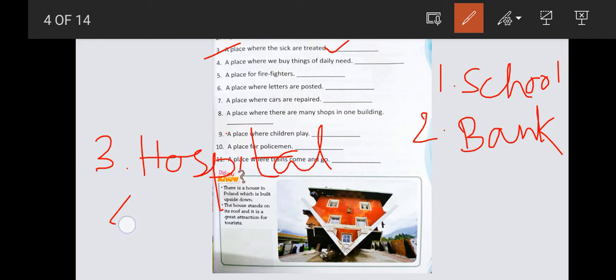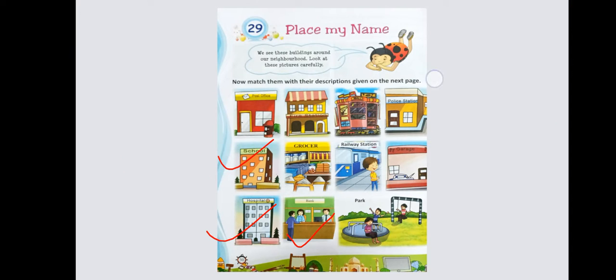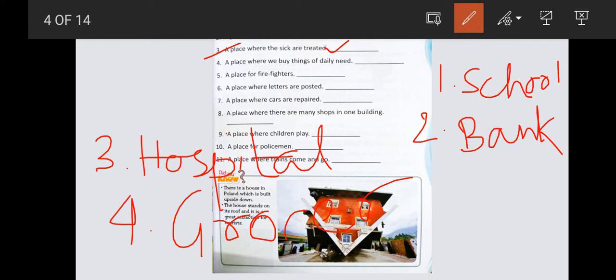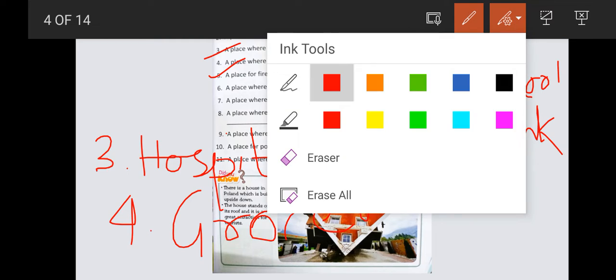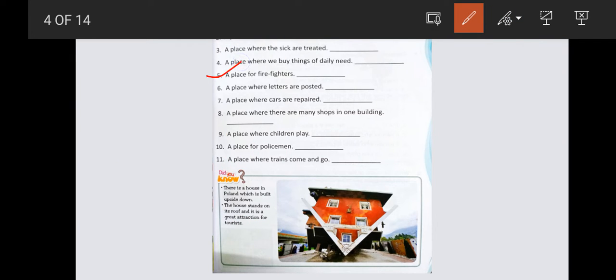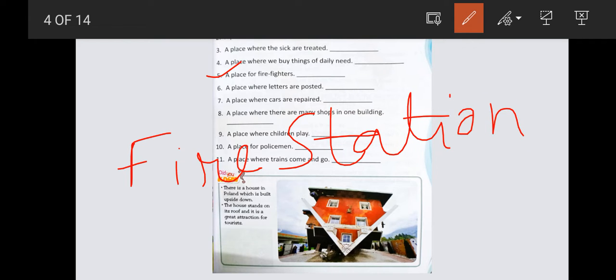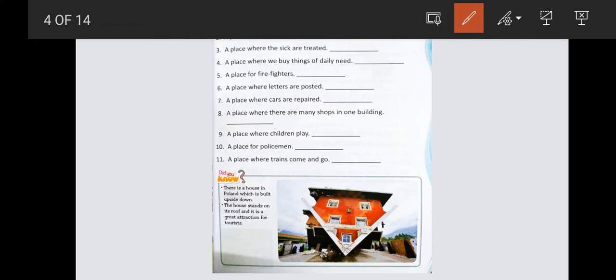Number four, grocer. G-R-O-C-E-R. Number five, a place for firefighters. That is fire station. You can see fire station. So write fire station. For number five, write fire station. F-I-R-E, fire, S-T-A-T-I-O-N, fire station.